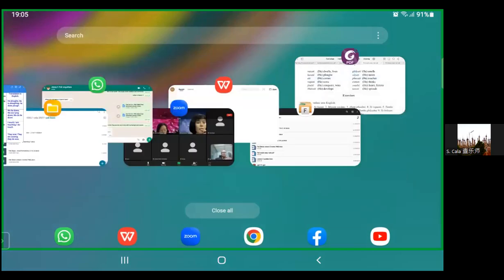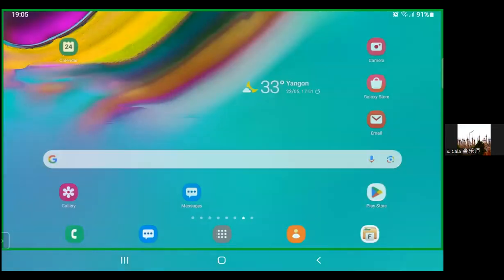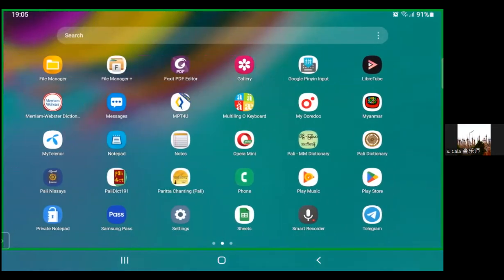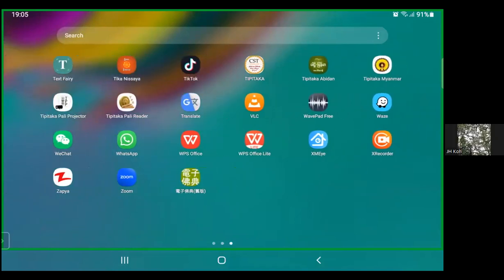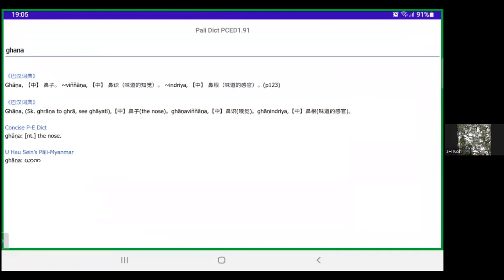Ghana, yeah. Another spelling is G-H-A, G-H-A-N-A, Gana. Yeah, this one, Gana, with the N dot, the nose.